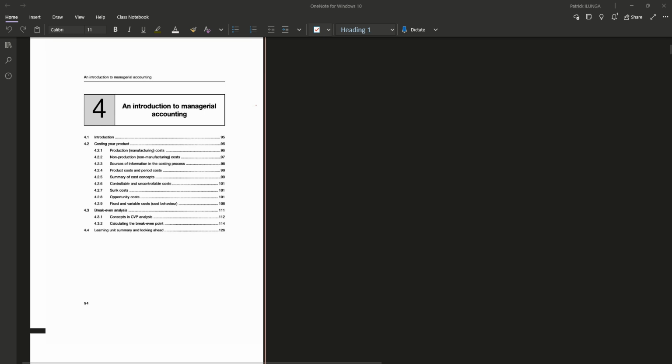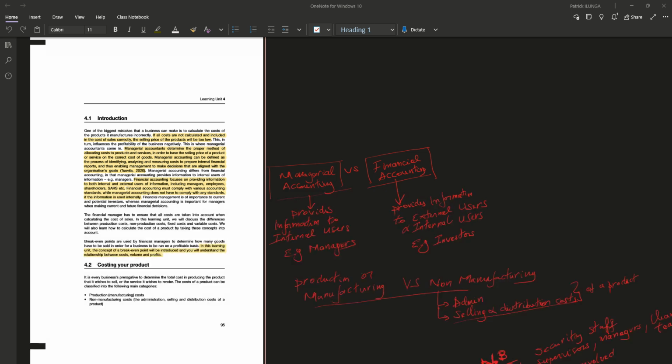Today, we are covering Learning Unit 4, an introduction to managerial accounting. It is going to be about two things: the costing of a product and the break even analysis. From the introduction, you can read that one of the biggest mistakes that a business can make is to calculate the cost of product it manufactures incorrectly. If all costs are not calculated and included in the cost of sales correctly, the selling price of the product will be too low. And this, in turn, will impact the profitability of the business.